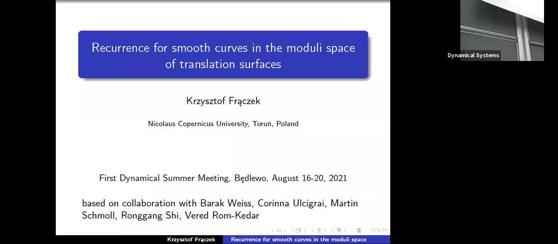It's a pleasure to introduce the second speaker of the morning, Krzysztof Frączek, who will talk about recurrence for smooth curves in the moduli space of translation surfaces.